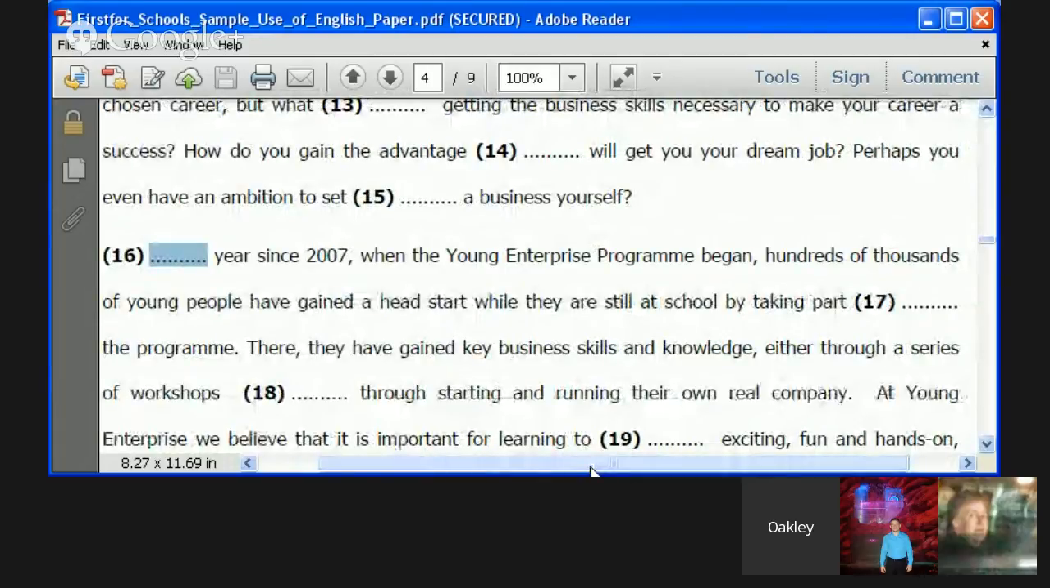During, yes, since 2007, when the Young Enterprise program began, hundreds of thousands of young people have gained a head start while they are still at school by taking part in the program. Another phrasal verb. You take part in something, participate.